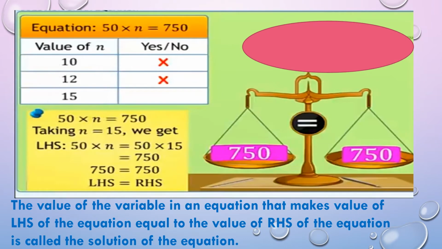Now let's try for n is equal to 15. On simplification, 50 into 15, the value of LHS we get is what? 750, which is equal to RHS. So LHS is equal to RHS. So the equation is satisfied for n is equal to 15. This value of n is called the solution of the equation. The value of the variable in an equation that makes the value of the LHS equal to the value of the RHS is called the solution of the equation.